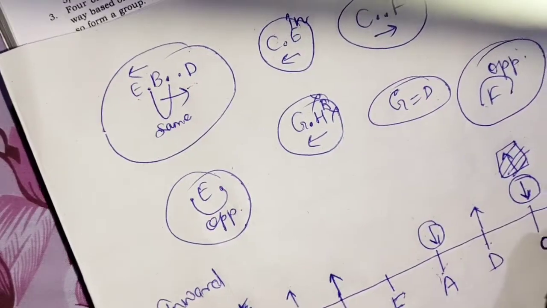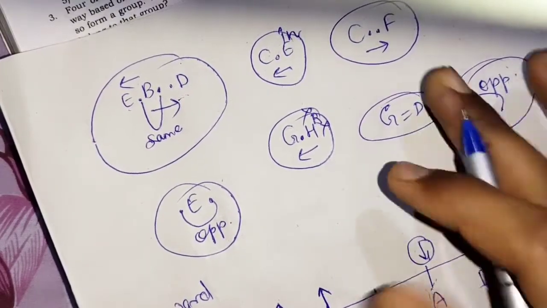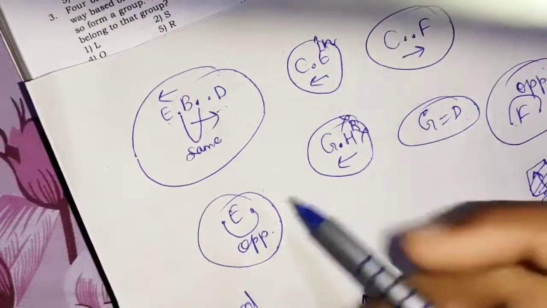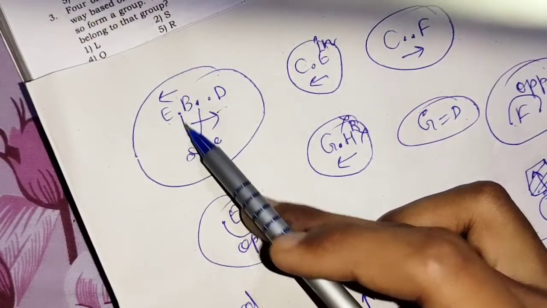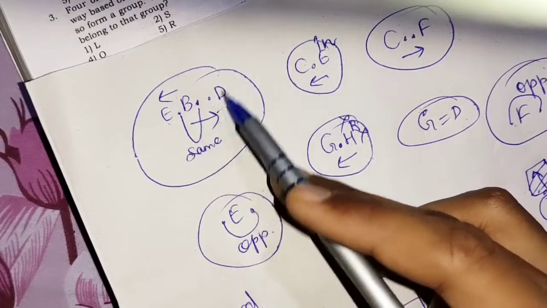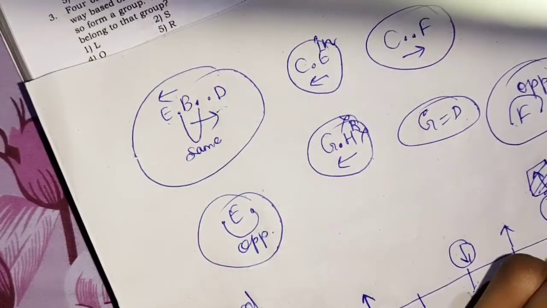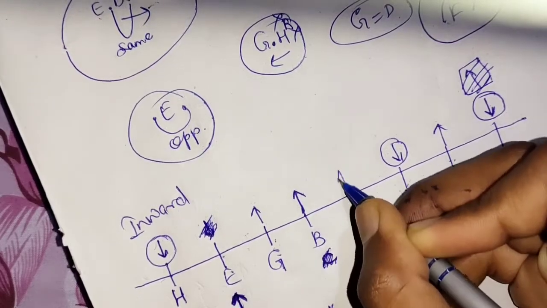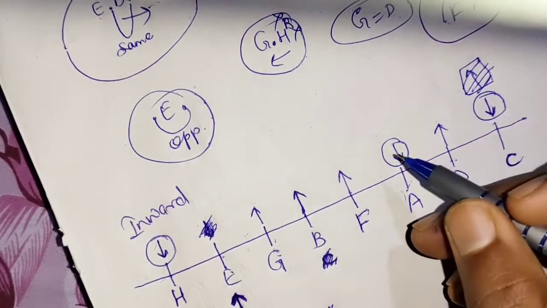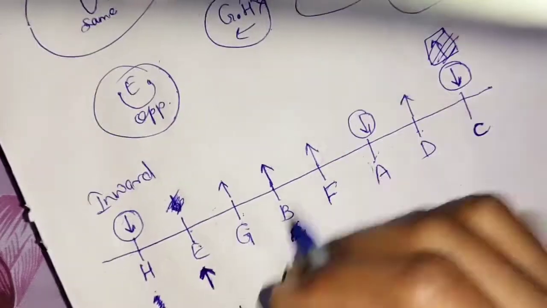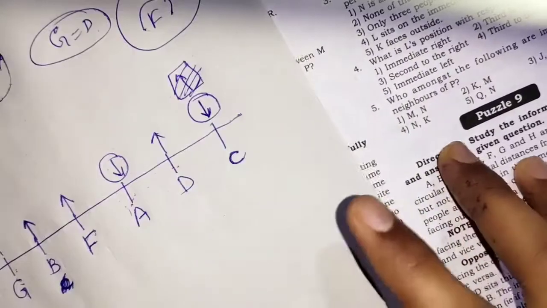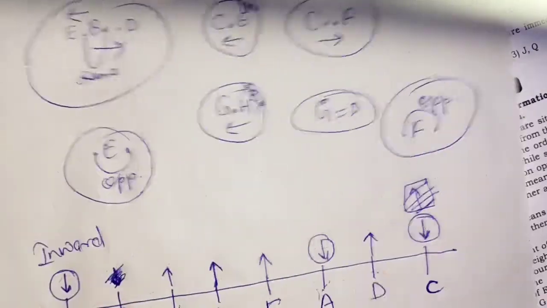And now we are left with only one. Let's see. Yes, here the immediate neighbors of B are facing the same direction. So if G is facing upward, F will also face upward. So we have solved this question. Now we will check the answer, and some questions are related to this. We will see those questions.